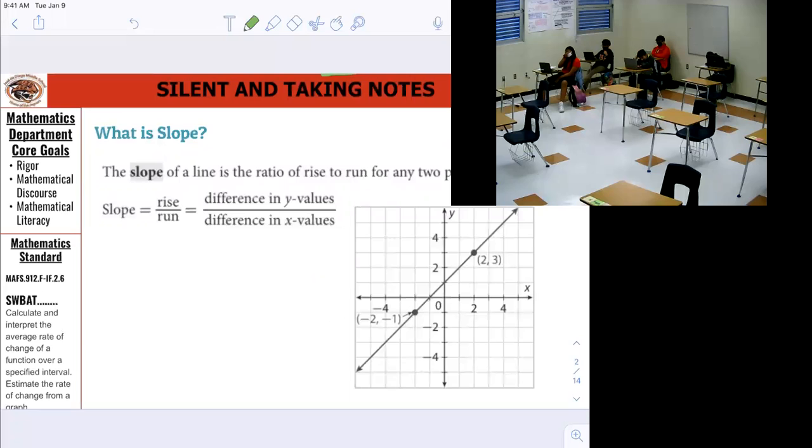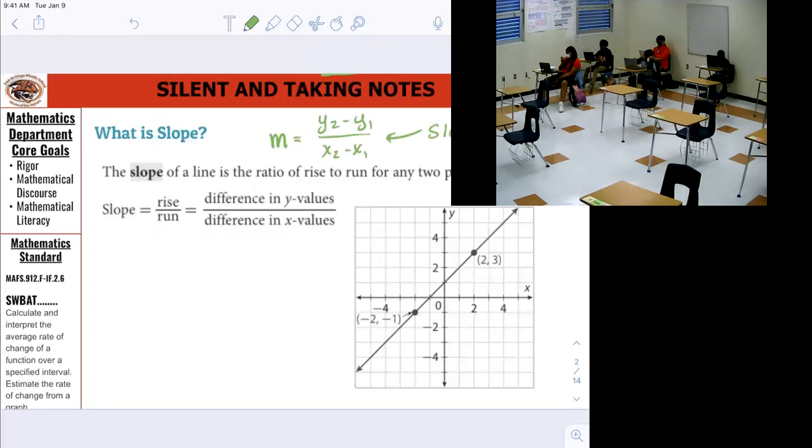The slope of a line is the ratio of the rise for any 2 points on the line. All right, so here's my little equation. And this equation, we've seen it before. We've just seen it a different way. So remember what I said. Slope is the same thing as rate of change. So the rate of change formula, which we just used, y2 minus y1 over x2 minus x1, you can also use that for slope because they're the same thing.